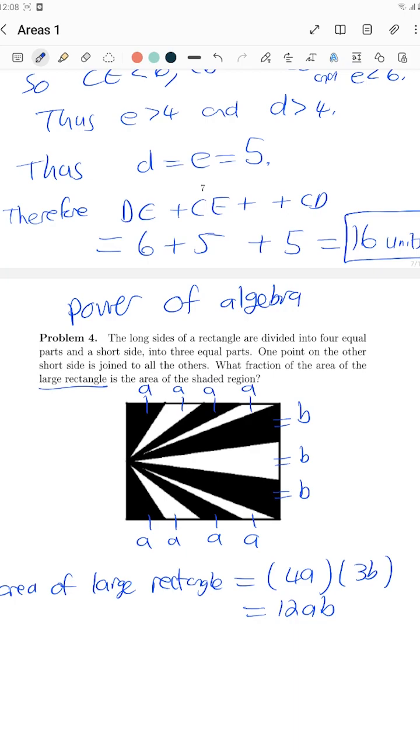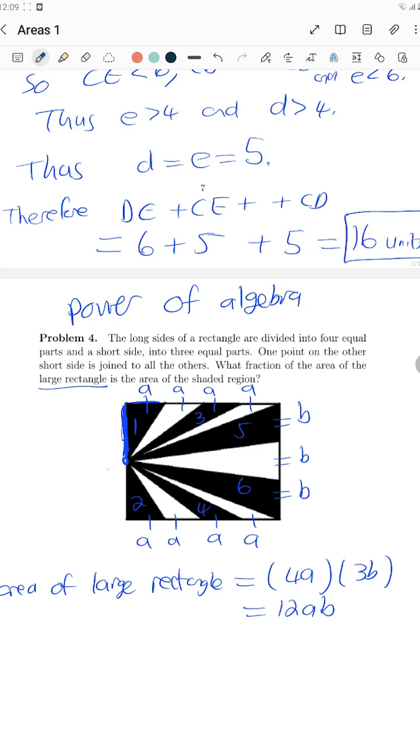Now, looking at the shaded region, it's not a known shape, but it can be broken up into 6 triangles, okay? So let's label the triangles 1, 2, 3, 4, 5, 6. Good. Now let's look at triangle 1. If I'm using the base a, I'm going to need its vertical height h. And we don't know what it is. So time for more variables to pop up.